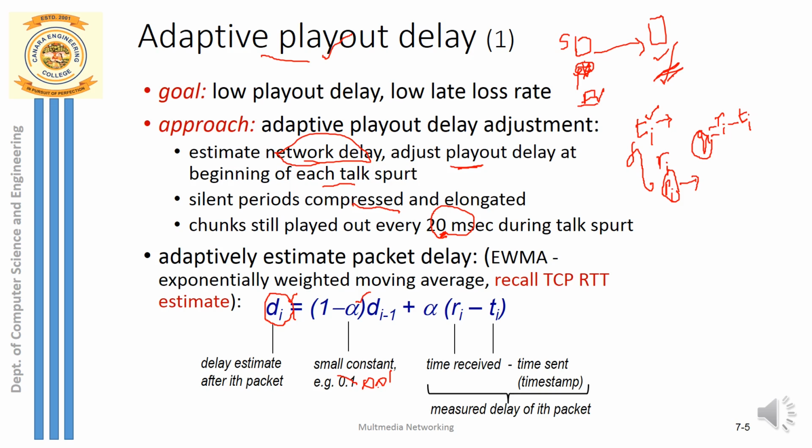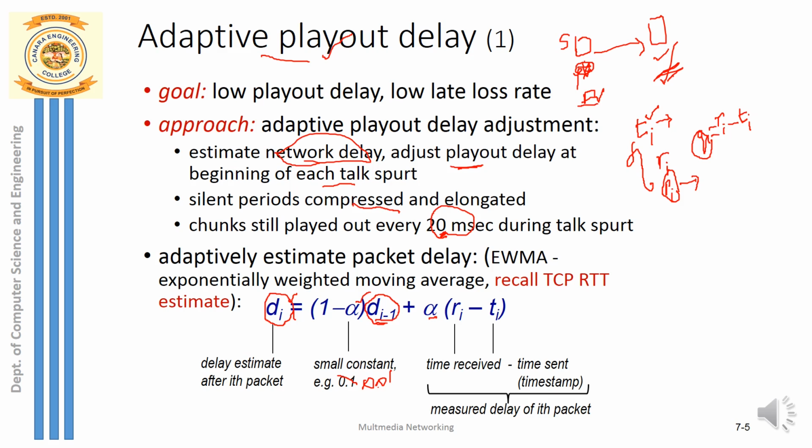And this di minus 1 is nothing but the previously calculated delay. Whenever you are calculating the average, remember you are going to consider all recent packets that you have received, not the very old packets. So di minus 1 is the recent average that you have calculated for the recently received packets. And you add that to alpha multiplied by Ri minus Ti.